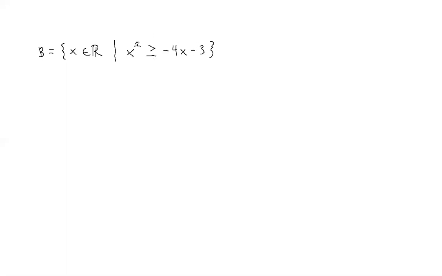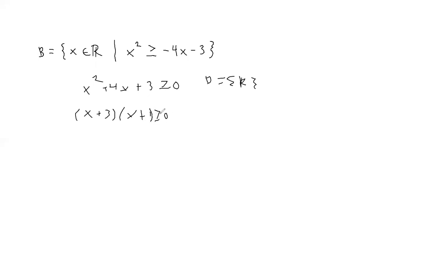Okay, what we need to do first is factor this term. So I'm going to put all my terms on one side. I've got x squared plus 4x plus 3 is going to be greater than or equal to 0. And just recognize that my domain is the set of the real numbers. What I need to do first is factor this left-hand side. That will give me x plus 3 times x plus 1 is greater than or equal to 0.